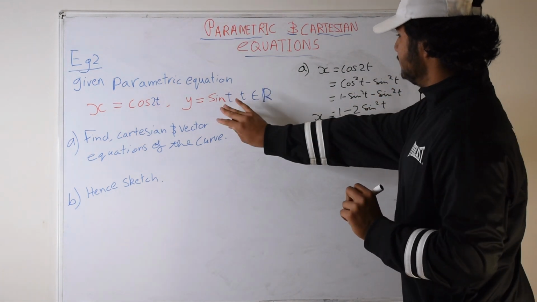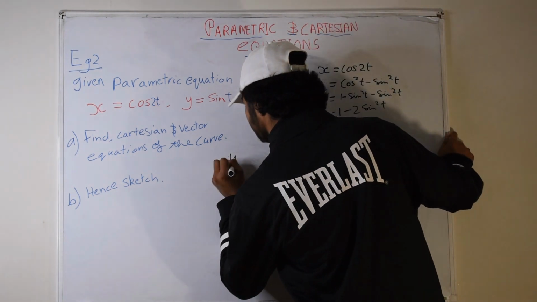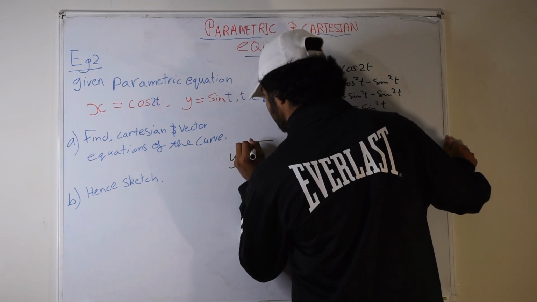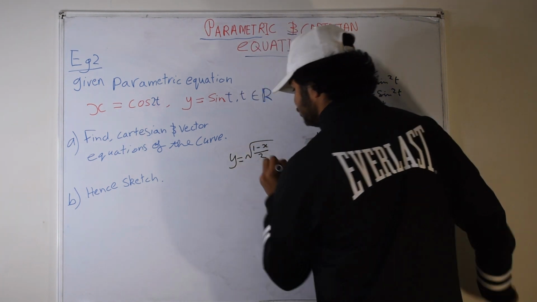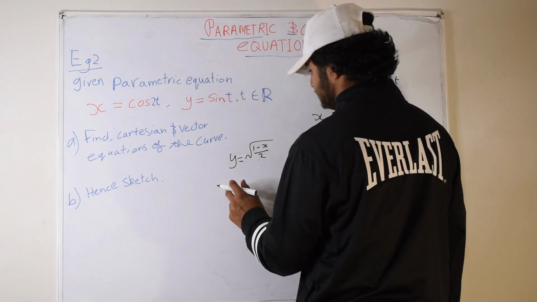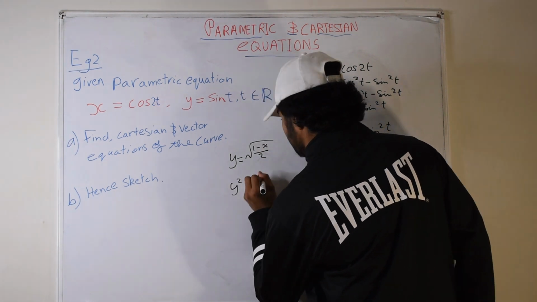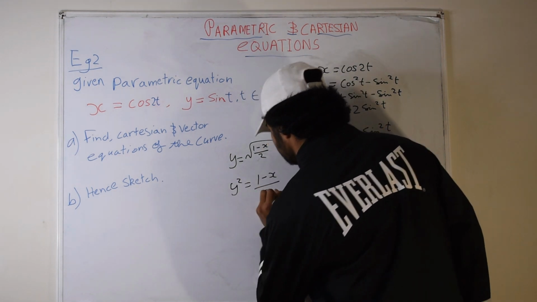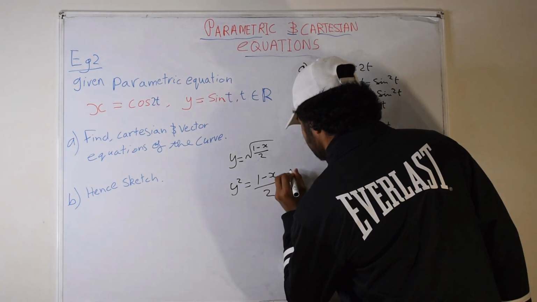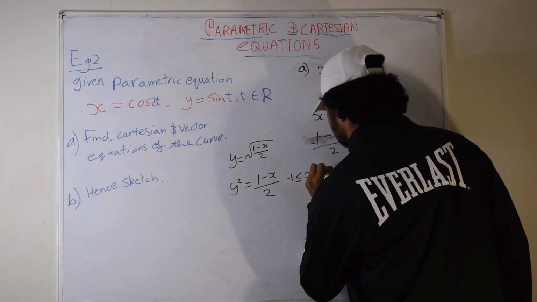Write this in terms of sine t, take the square root of both sides, so y then equals the square root of 1 minus x all upon 2, correct? If we square both sides again, we can rewrite this as y squared equals 1 minus x all upon 2. And this is going to be defined between negative 1 less than or equal to x, which is less than or equal to 1.